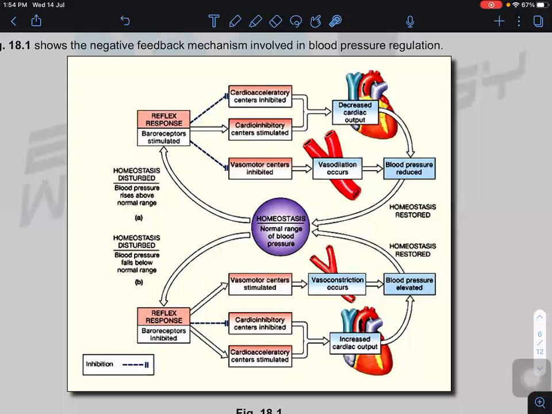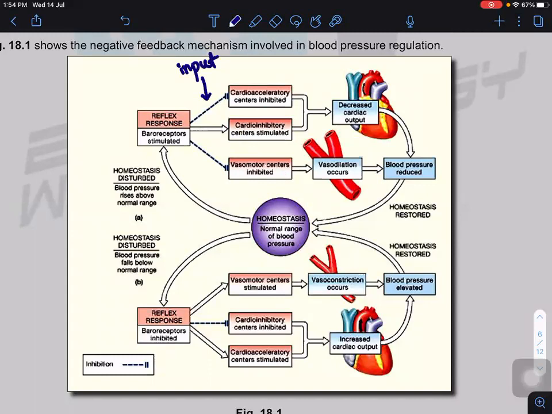Okay? So what we're going to do here is you can see that we have the baroreceptor. The baroreceptor is the receptor that detects the change in the blood pressure. When there is a change in the blood pressure, this baroreceptor is going to send to three control centers. One is called the cardiac acceleratory center. Another one is the cardiac inhibitory center, and also the vasomotor center. So three of them. So this will be our input. So the input will be sent.